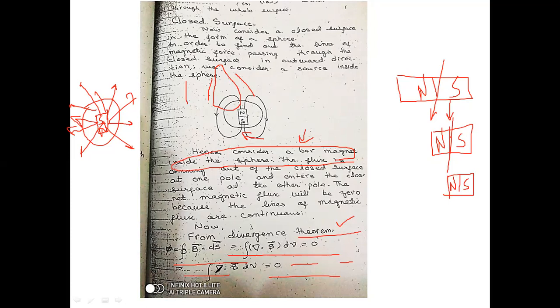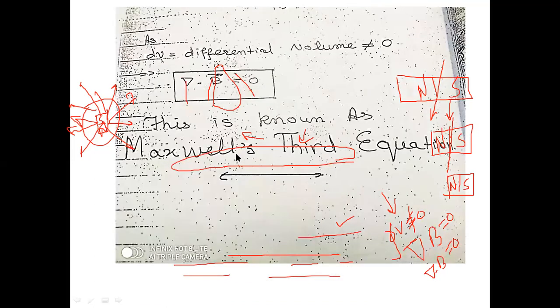So again, either the volume integral is equal to 0 or the divergence of B is equal to 0. As we know, the volume cannot be equal to 0 because volume is having some value. So we can say that the divergence of B, divergence dot B, is equal to 0, and this is called the Maxwell third equation.